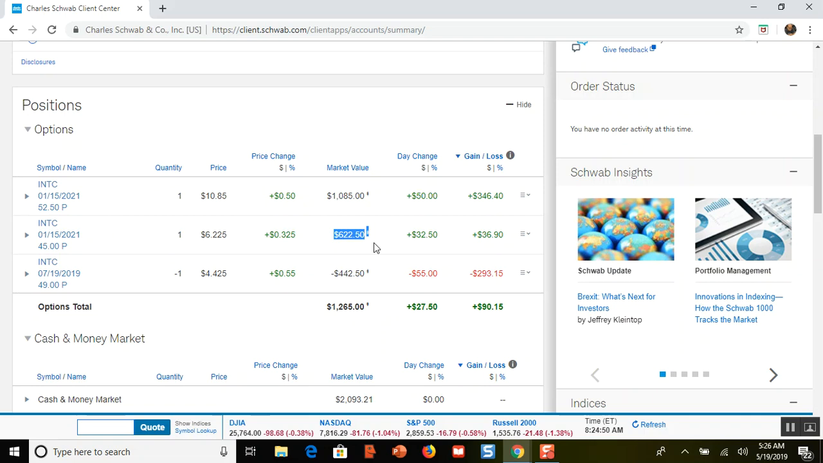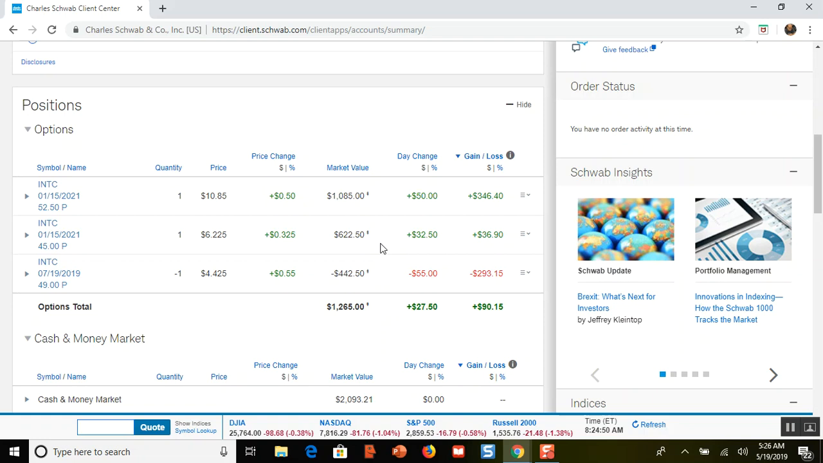It's up to $622.50, and then here's my short put, which I sold to open. I think it was 186, and it's down, right? But I'm covered because I have an extra put, and that's what makes it a ratio spread.